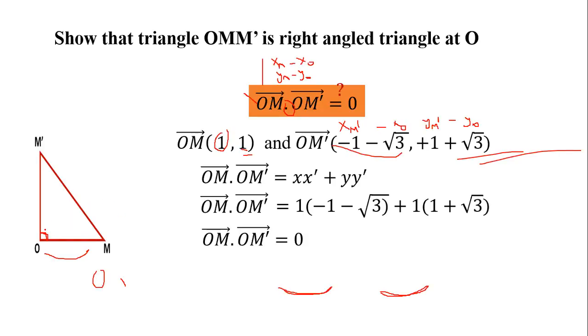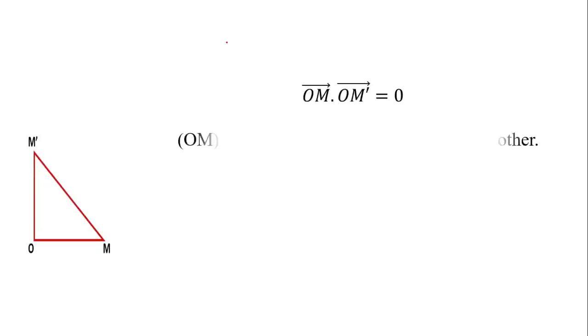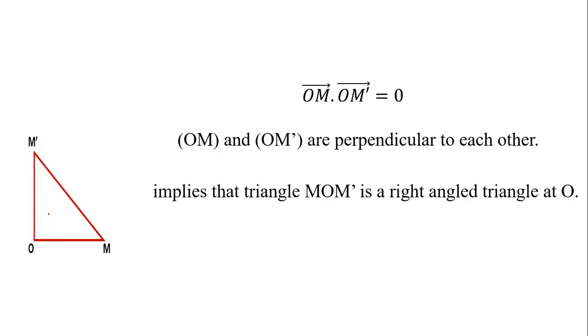Orthogonal means there exists an angle equal to 90 degrees. And we can say that OM M prime is a right-angled triangle at O by using the methods of dot product. So the dot product is equal to 0. The two lines are perpendicular to each other. The triangle OM M prime is a right angled triangle.